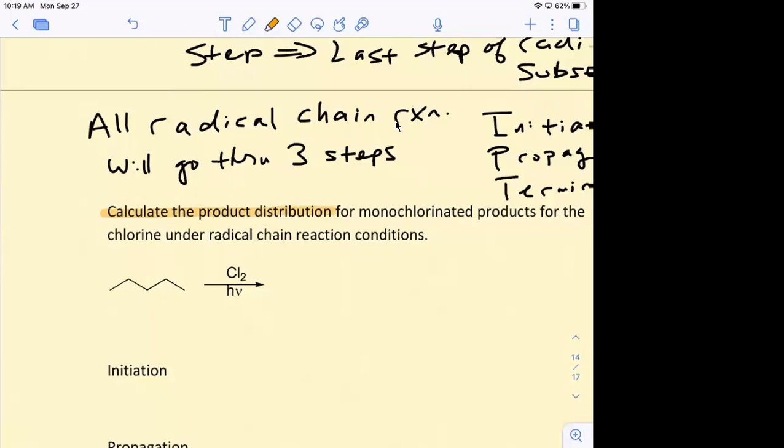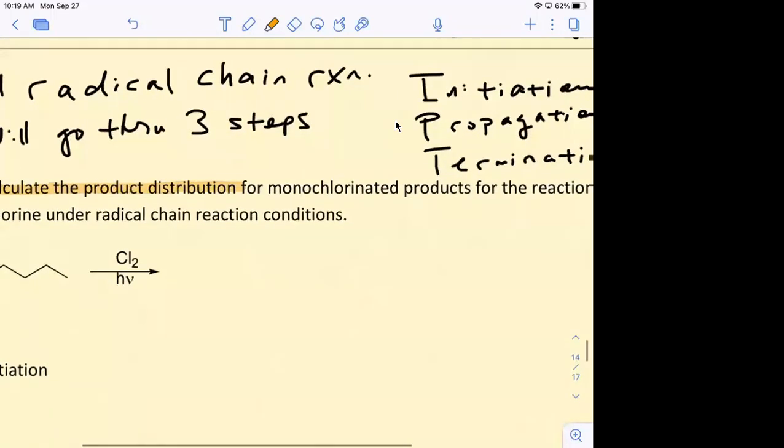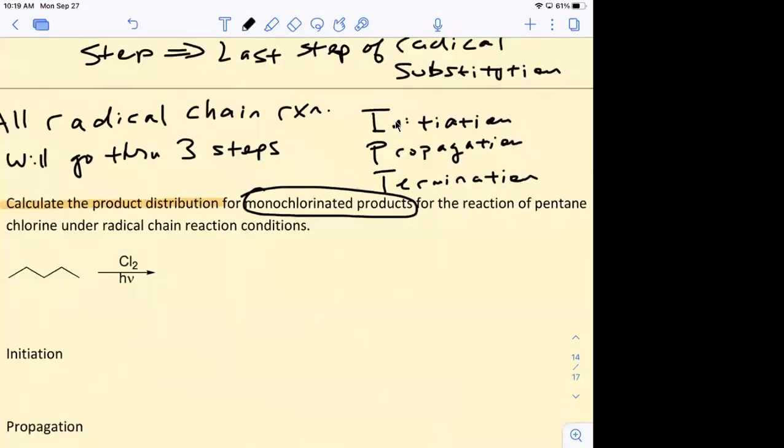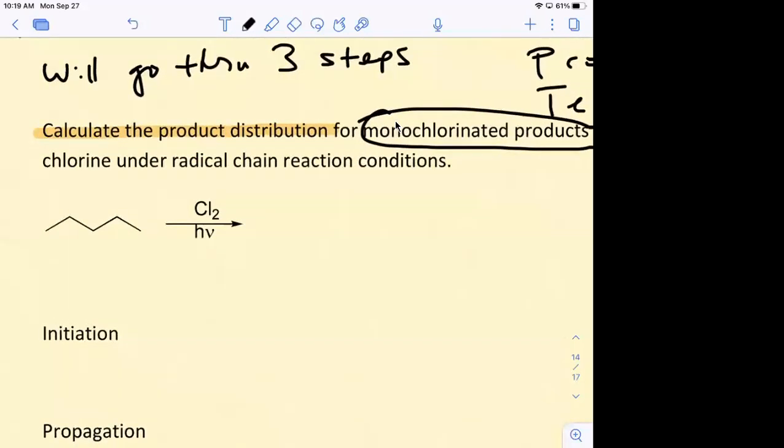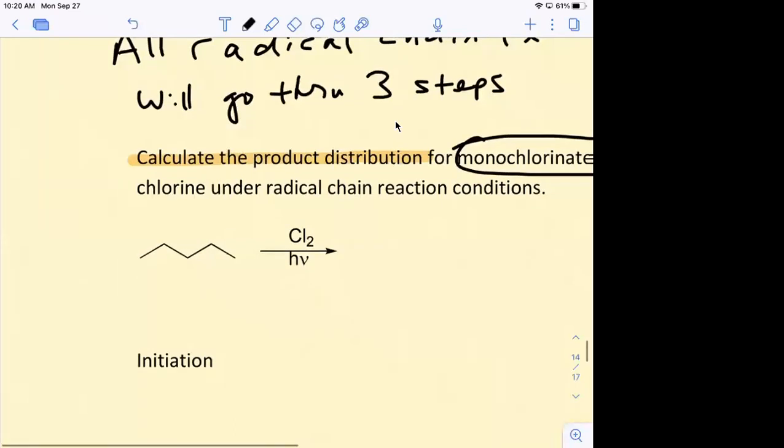So here it is asking us to do two things. It's asking us to calculate product distribution for monochlorinated products. All that means is that there's going to be one chlorine substituted on each product, for the reaction of pentane with chlorine under radical chain reaction conditions. That's a lot of words. But what we're doing here is a radical substitution.